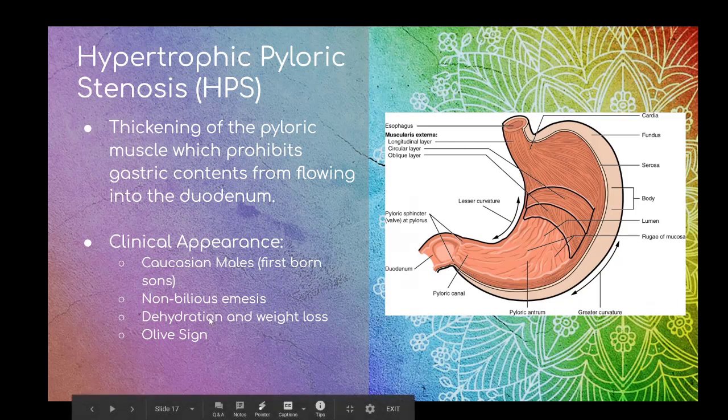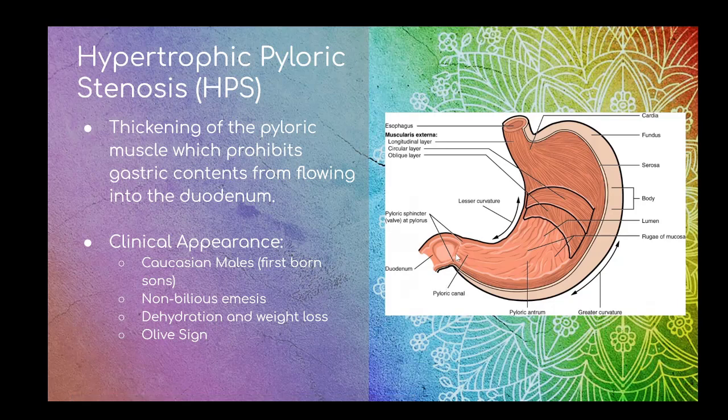The other sign is the olive sign. What happens when this pyloric canal starts to thicken is it is about the size of an olive, and you can kind of feel that olive if you're palpating around on the stomach. You can feel that channel enlarging. So they call it the olive sign.